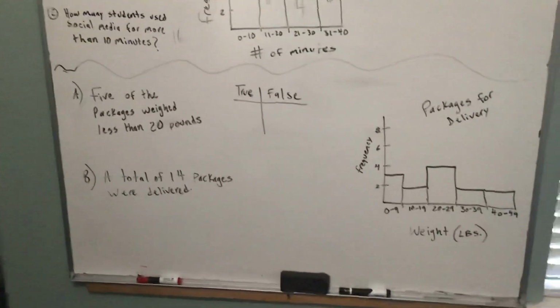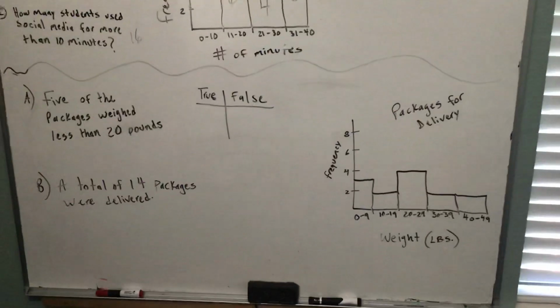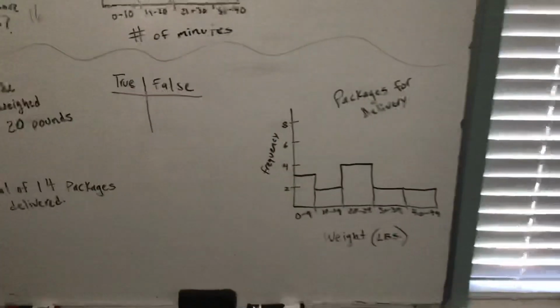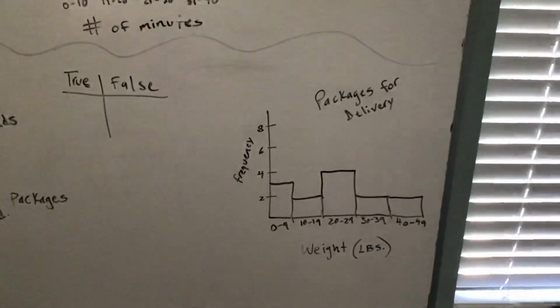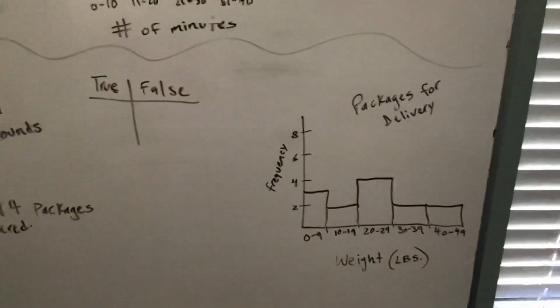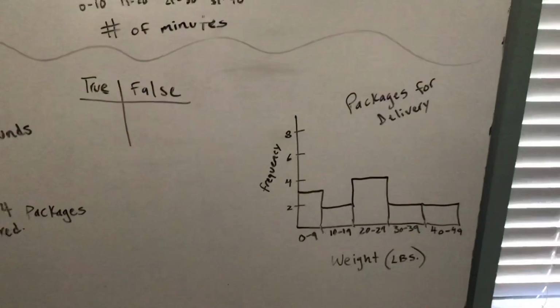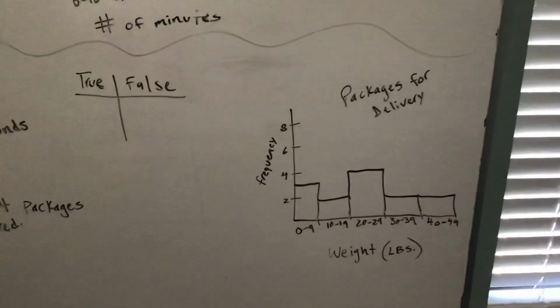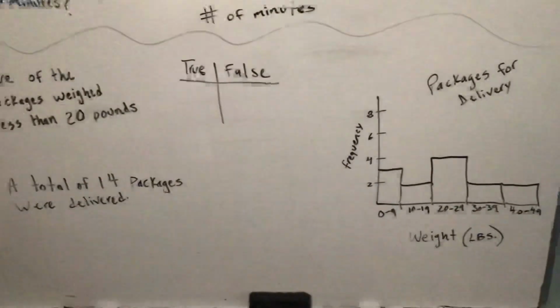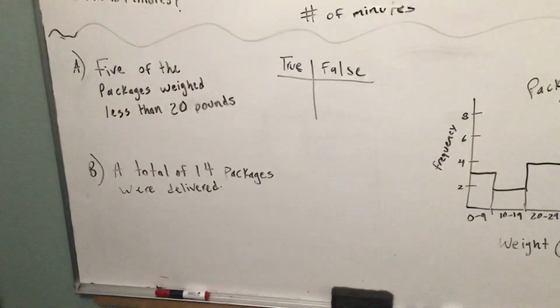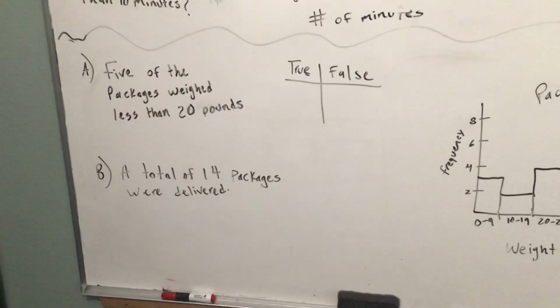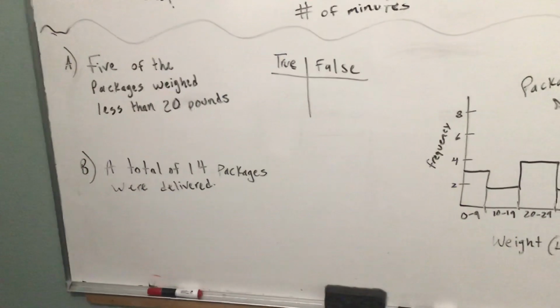Okay, going down to the second example, I decided to do a little true or false and created 2 questions that are going to be answered as true or false by looking at the histogram. This question, I decided to do it on packages for delivery and how many pounds each one represents. So the first question says 5 of the packages weighed less than 20 pounds.